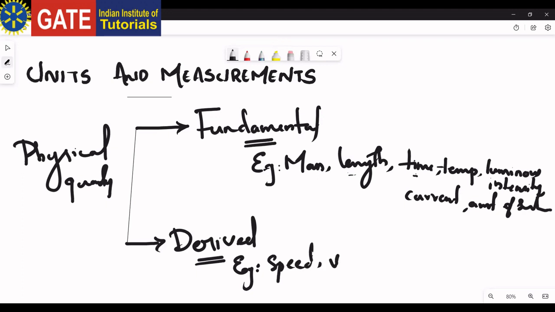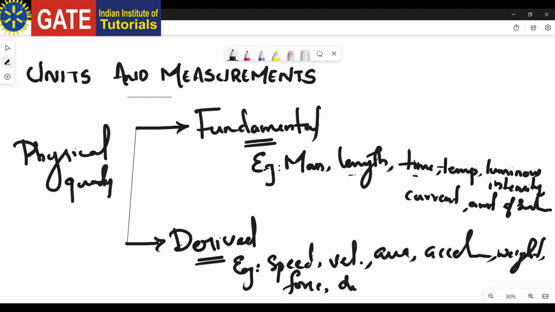Then area is a very good example, right? Acceleration is an example. Then weight is an example. Then force is an example. Then density is an example. Volume is an example. Then work is an example. Energy is an example. Power is an example. Heat comes under energy, na? Heat or energy can be called.